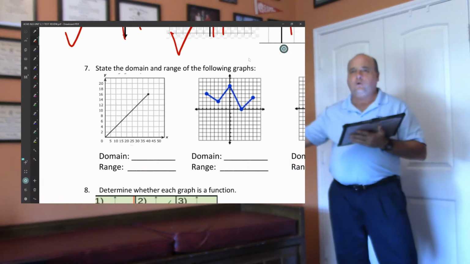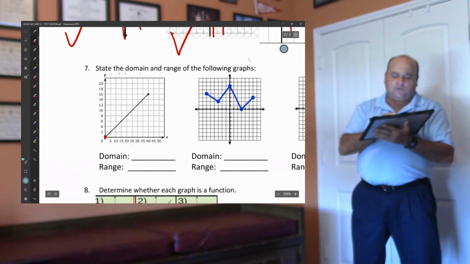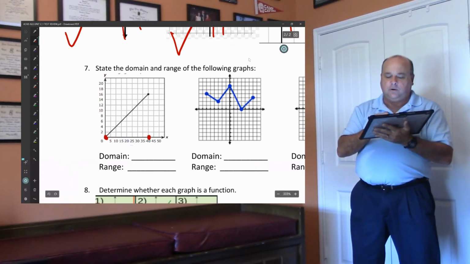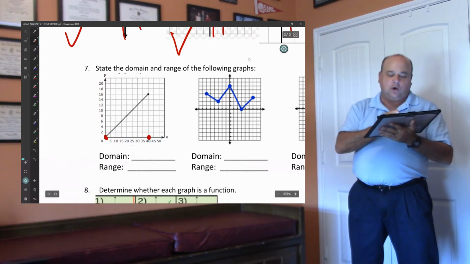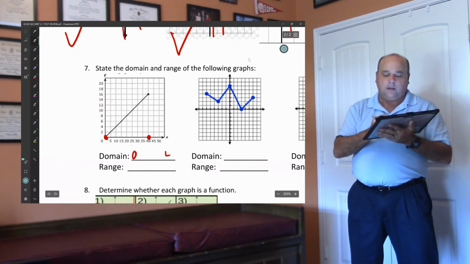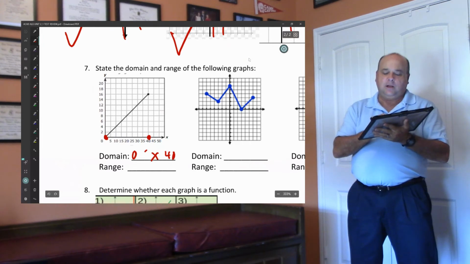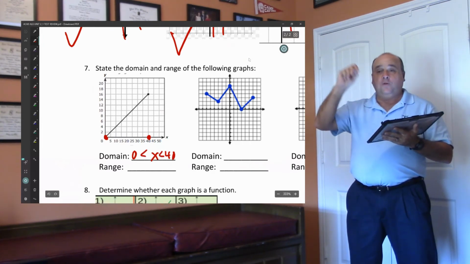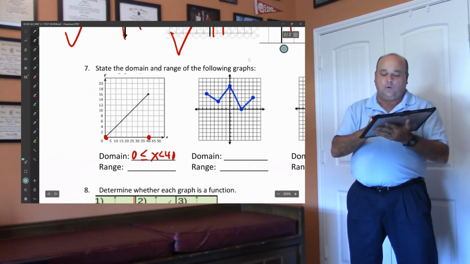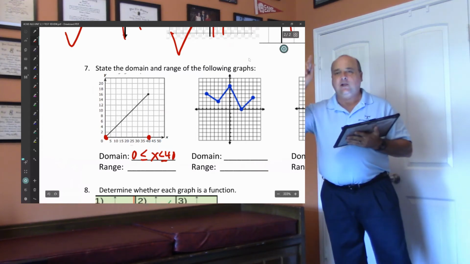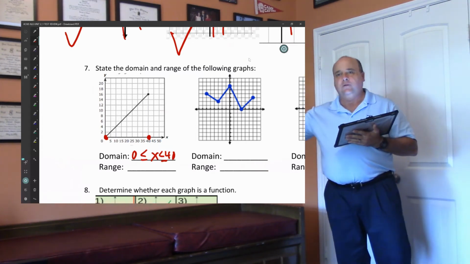So we're going to go left to right on the x-axis. This graph starts here and it goes to here. So my domain will start at 0 and it will go to 40. Okay, then you put an x in the middle, then you put less than symbols, and they both have closed dots, so we need an equal bar. That's how you write down the numbers between 0 and 40.